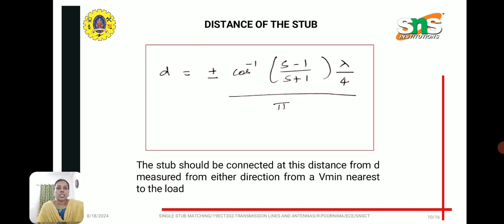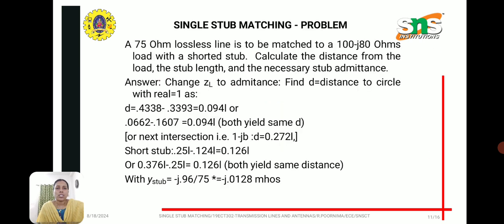Next is the distance of the stub. It is calculated using plus or minus cos inverse of (s minus 1) by (s plus 1), times lambda by 4 pi, where s is the standing wave ratio and lambda is the wavelength. The stub should be connected at a distance d measured from either direction from a V minimum nearest to the load. So this is the example problem for single stub matching.